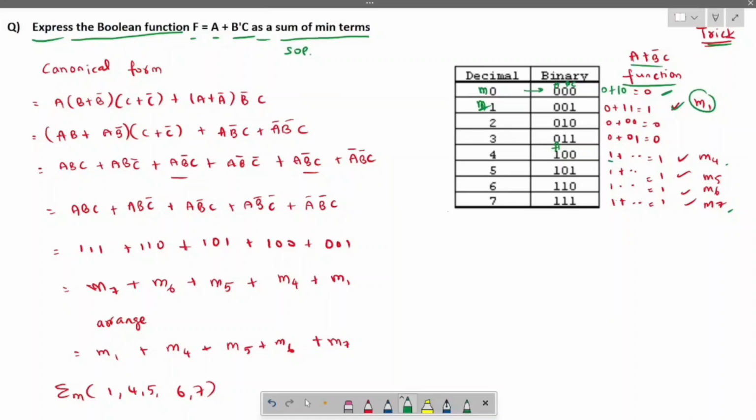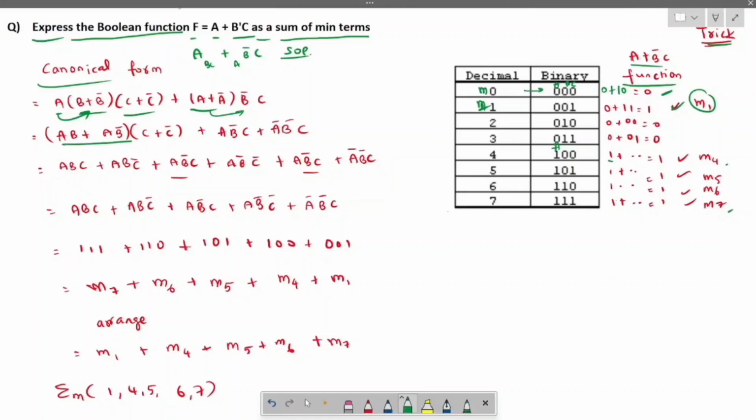Now let us check with the standard way of doing the given expression. To convert into SOP form we need the canonical rule. When we apply this, with a we are left with bc, and in the same way with b'c we are left with a. Multiplying, we get ab plus ab', and then ab'c plus a'b'c.